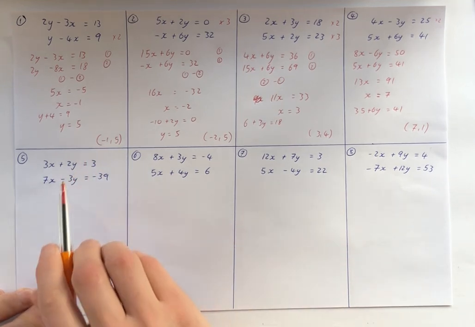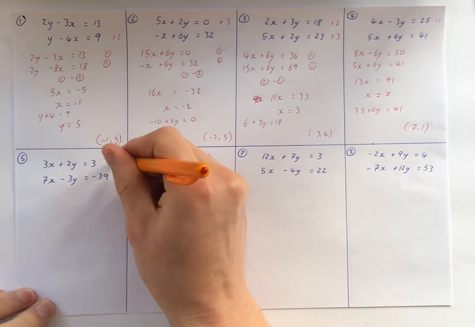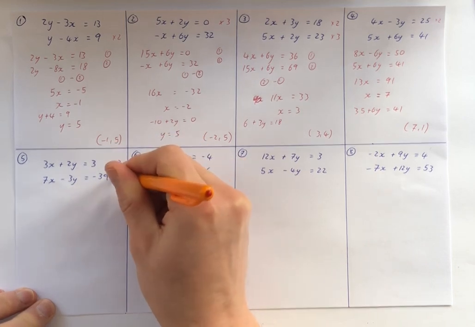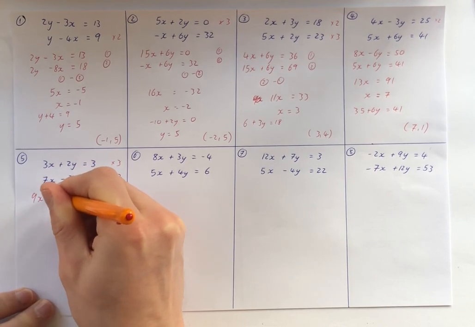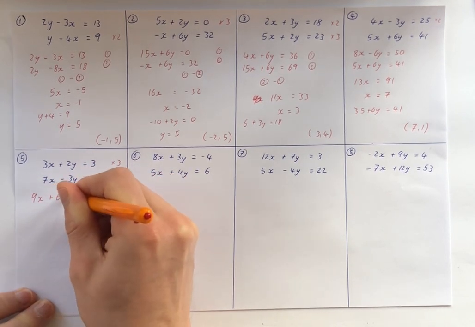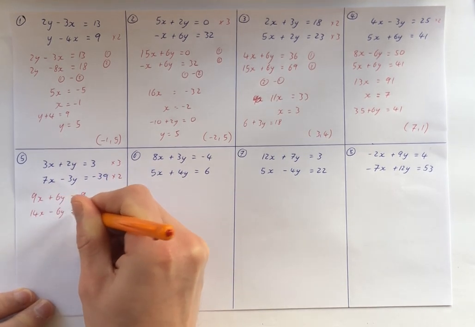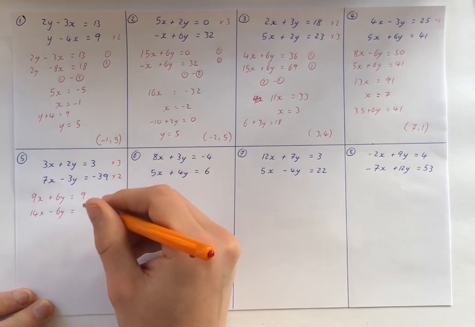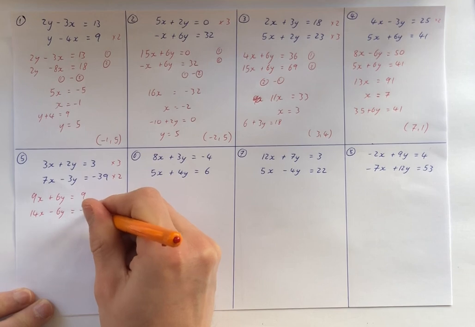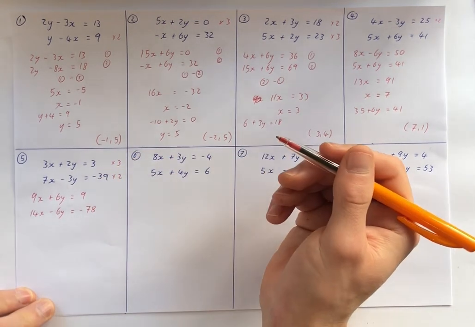Opposite signs are on my y's, so let's make those numbers the same. Then it's just adding. We'll multiply the first one by 3 and the second one by 2. 9x plus 6y equals 9. 14x minus 6y is, well, that's a pretty tricky one to multiply by 2. 78, negative 78. Cool. Now we just have to add both of those.